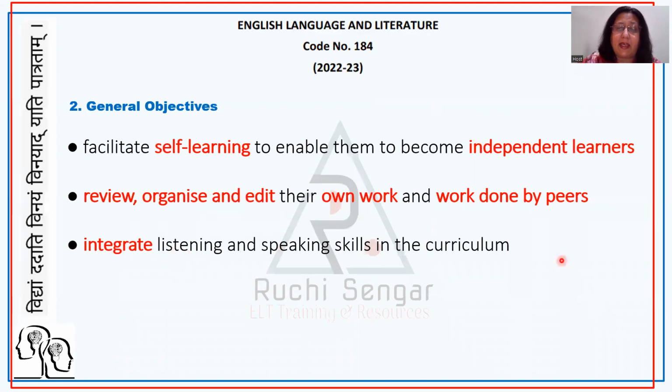Integrate listening and speaking in the curriculum. That is what I was attempting to do when we did it for, what was that chapter of class 9? That was the fun they had. We integrated all the skills with that one chapter, which is precisely what we were doing for Letter to God and Last Lesson for class 12. It says here, integrate. No skill exists in isolation. Okay, so next.